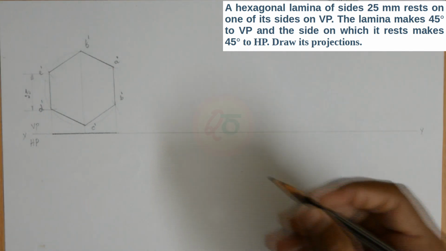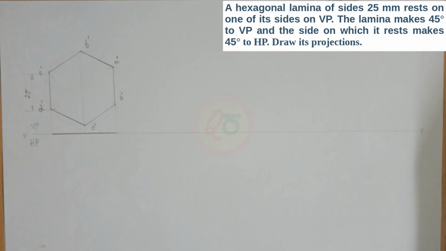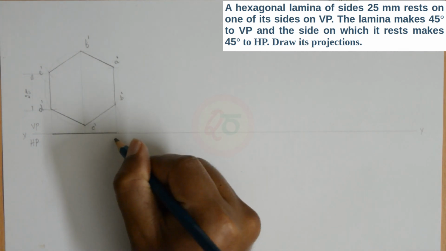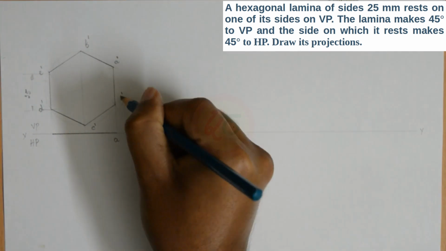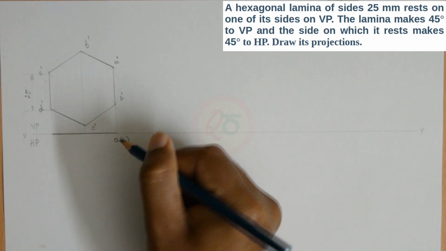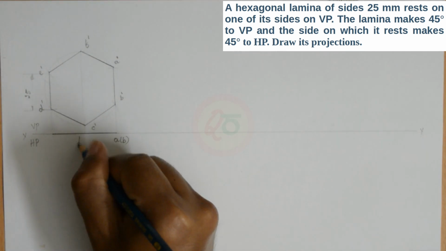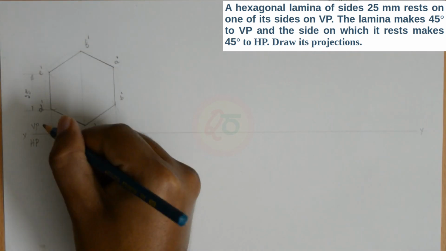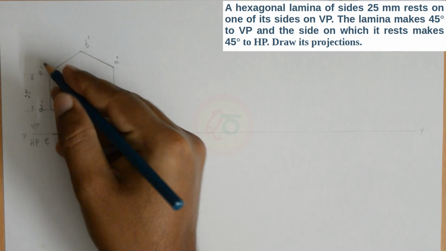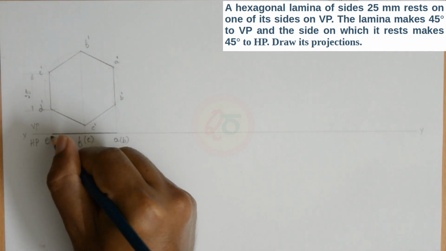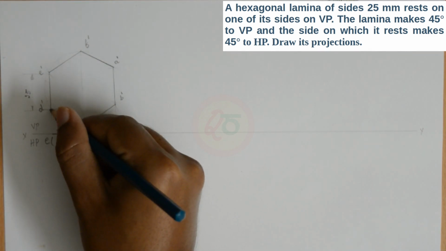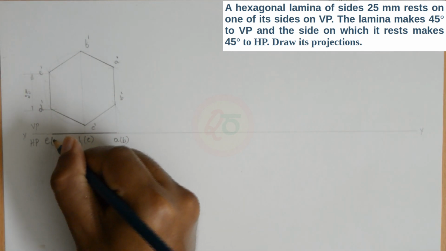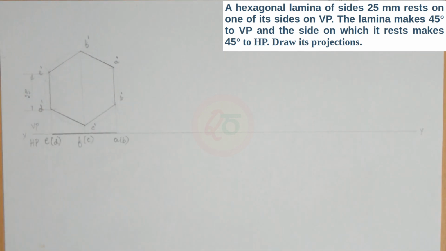Name them. When you are viewing it from the top, A dash will be visible, so A is without brackets. B dash will be hidden, so write it inside the brackets. F dash will be visible, so F without brackets. C dash will be hidden, C within brackets. E dash will be visible, so E without brackets. D dash, this point will be directly hidden behind E, so D is with brackets or parenthesis.